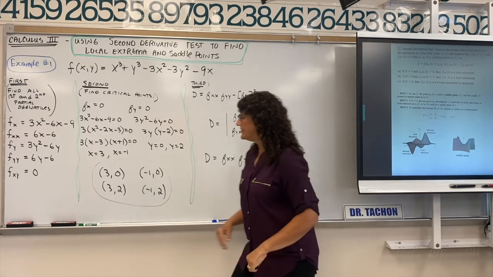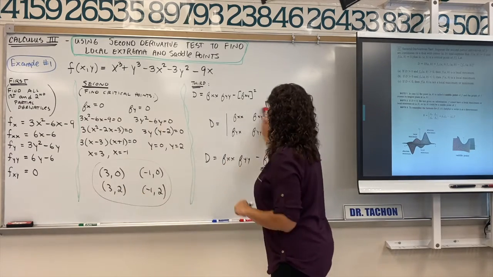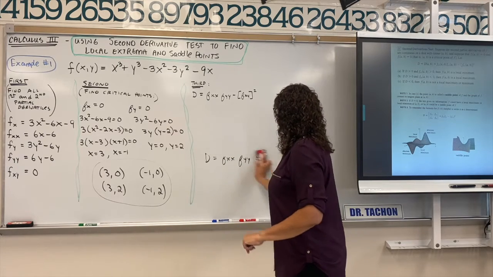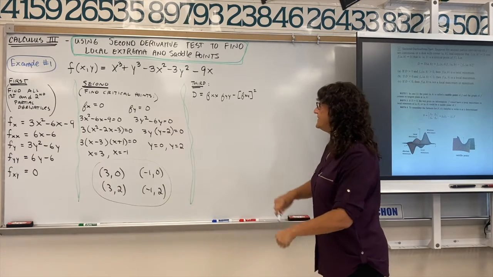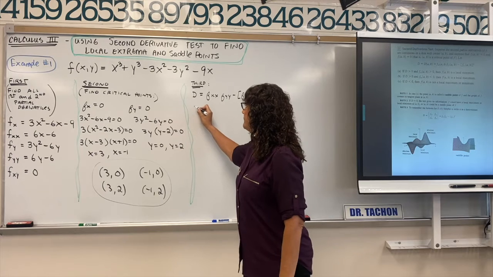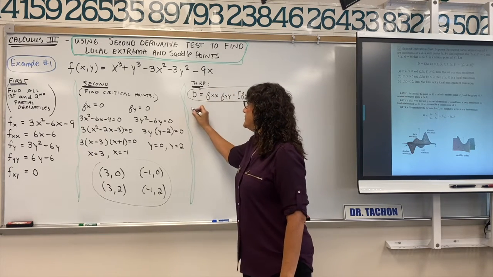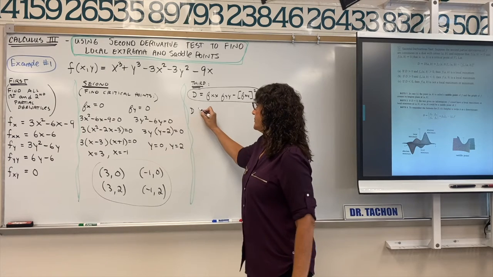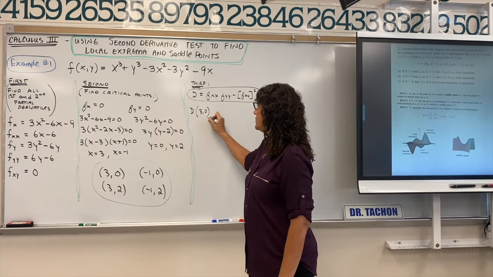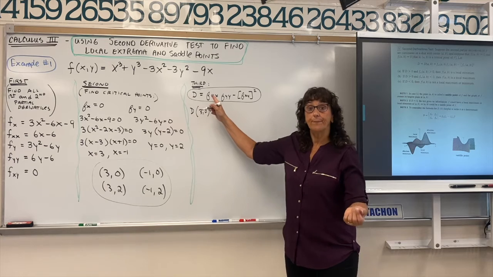So let's go ahead and see how these points are going to work for this equation right here. We want to take this D equation right here. This is what we have to do third, okay? Let's start with 3, 0. So we're going to plug in 3, 0 into our second partials, all right?